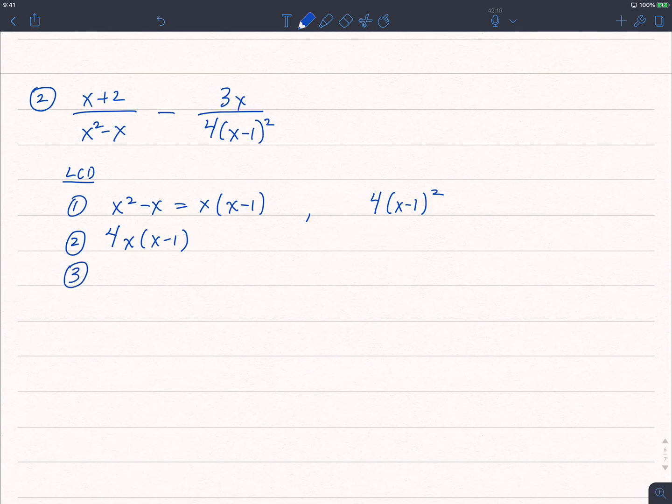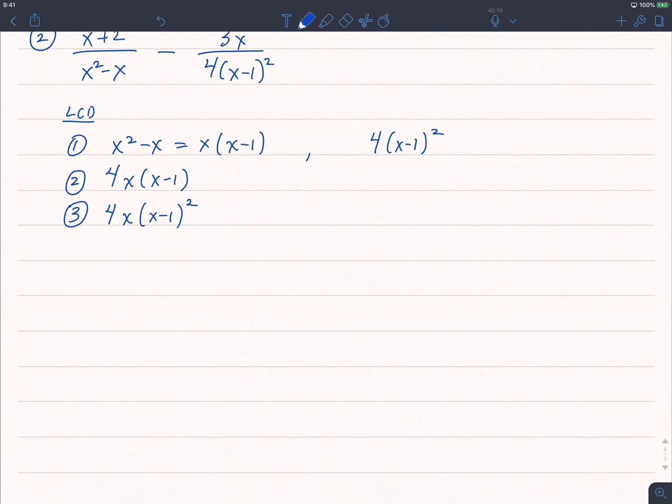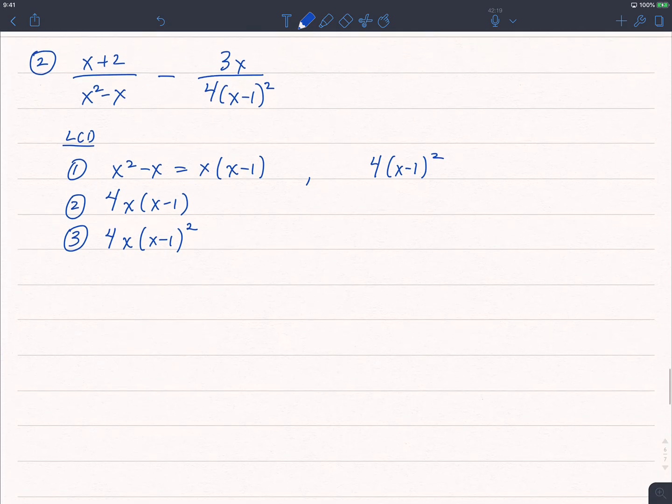So we're not done. Let's look at each of these 3 factors, 4, x, and x minus 1, and raise each of them to the highest power that they appear in either denominator. So 4 appears 1 time in the second denominator, x appears 1 time in the first denominator, and x minus 1 appears 2 times in the second denominator. So in this case, the LCD is, in fact, the denominator of the second fraction. So when we go to change each of the fractions in the problem, we can actually leave the second fraction alone.